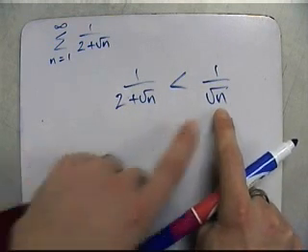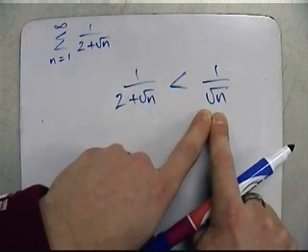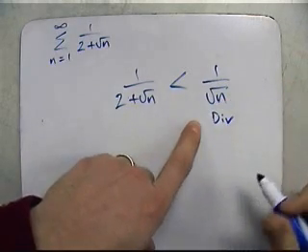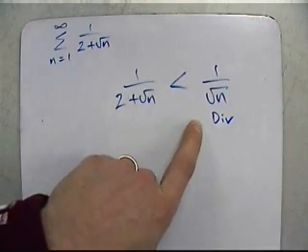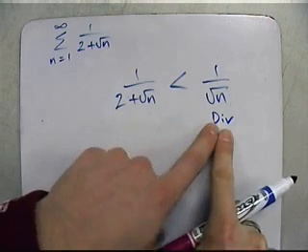Now I want to check, does this one converge or diverge? This power series diverges, right? This is 1 over n to the 1/2 power. Remember, if that power is less than or equal to 1, then it diverges. So this one diverges.